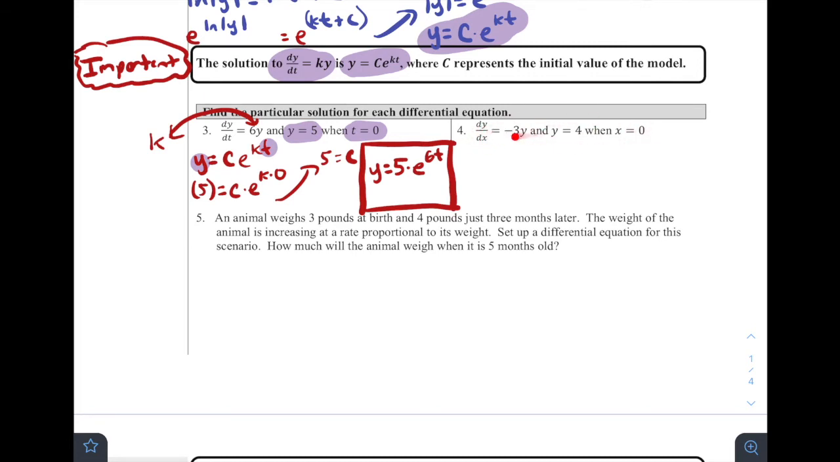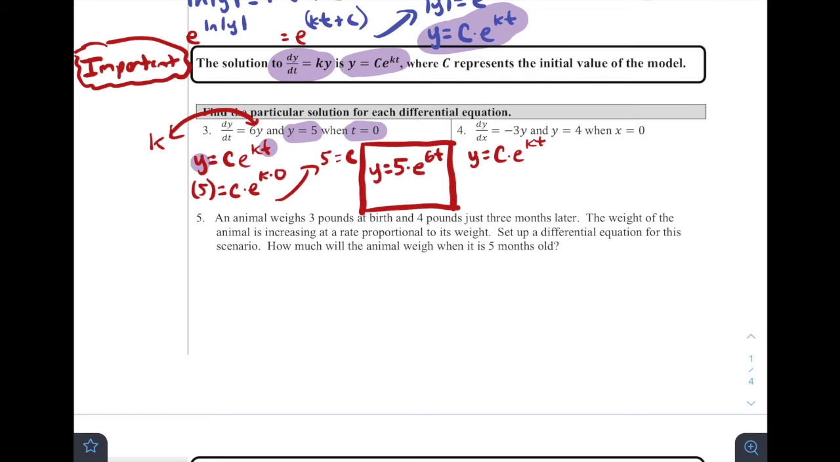dy over dx is equal to negative 3y. Hey, that's of this form. Nice! When y is equal to 4, x is going to be equal to 0. So because we recognize that this is an exponential model, we're going to jump right to that solution format and say our answer is going to be of this form, y is equal to c times e to the kt power. And I want to find out what my c is. k is going to end up being that negative 3. That's useful to know. But what's our c going to be?